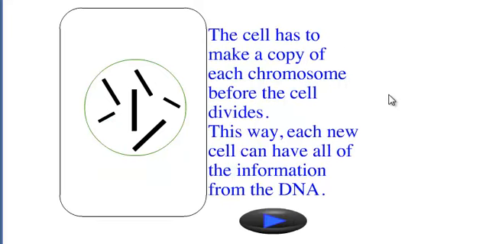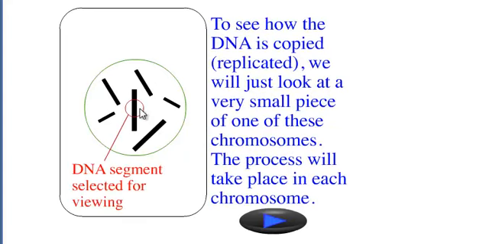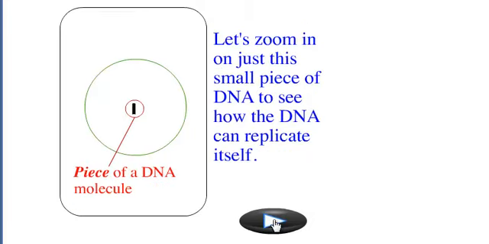Now, the cell has to copy each chromosome before it divides because each new cell needs a copy of all of the genetic information. So it's important that this process happens efficiently and correctly. So we're going to zoom in on just one small segment of DNA within a chromosome, within a nucleus, within a cell. Here we go.